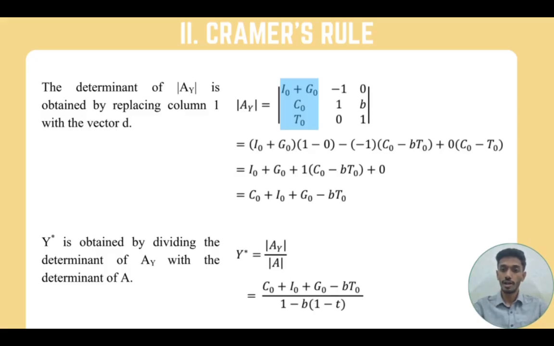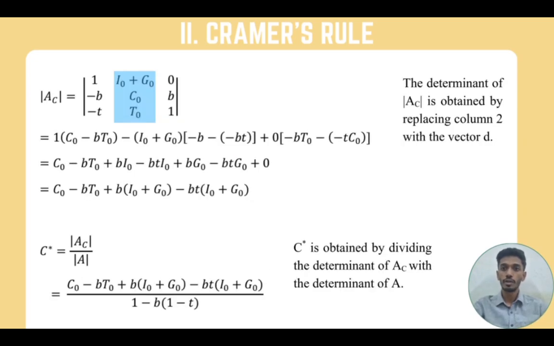Once we substitute the value inside that, we calculate the determinant for A_Y, and we obtain the value of C naught plus I naught plus G naught minus B T naught. Now, in order to calculate the value for Y star, we divide the determinant for A_Y by the determinant for A, and as you can see, we obtain the value for Y star as C naught plus I naught plus G naught minus B times T naught, divided by 1 minus B times 1 minus T. Okay, now that we are done with A_Y, we move on to A_C.